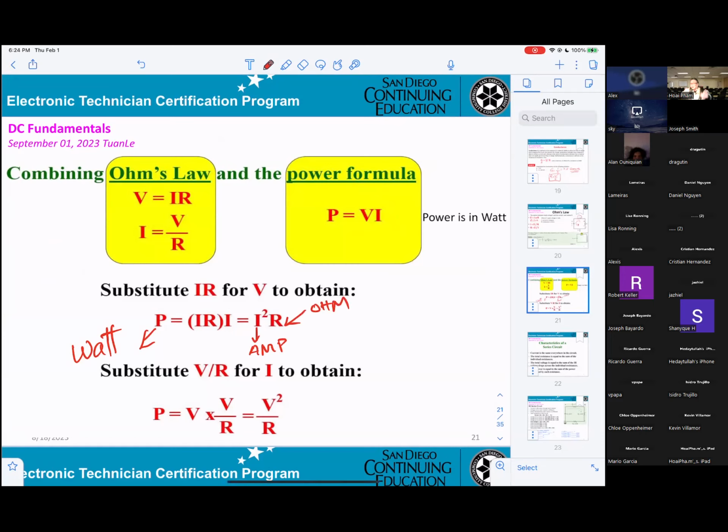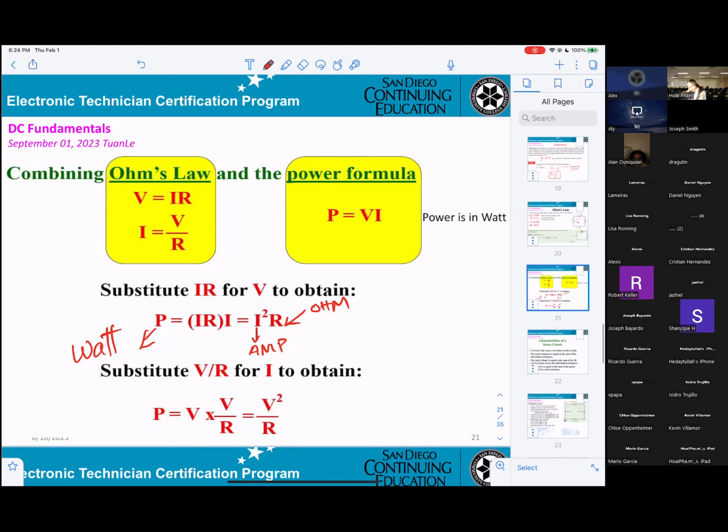That's why when you go to buy a light bulb, it asks 50 watt, 100 watt, 150 watt, depending on how many watts. This is the formula to calculate the power. Make sure, every time you're using calculator power, you know the formula.